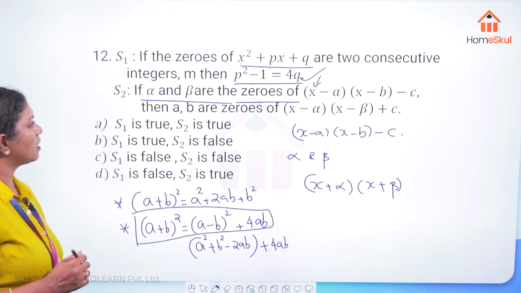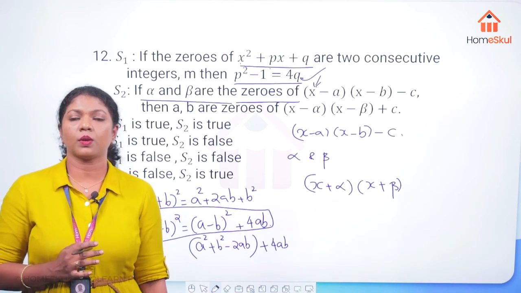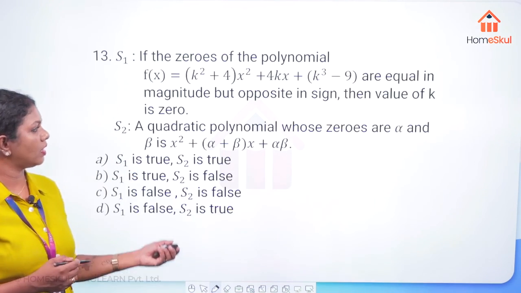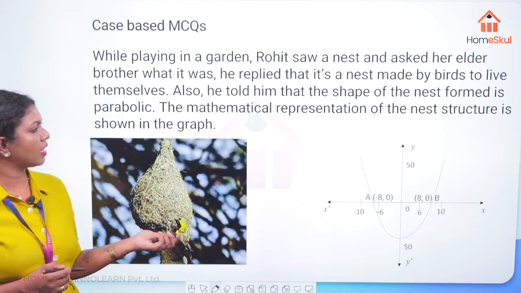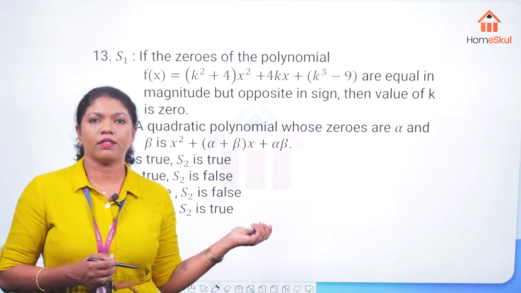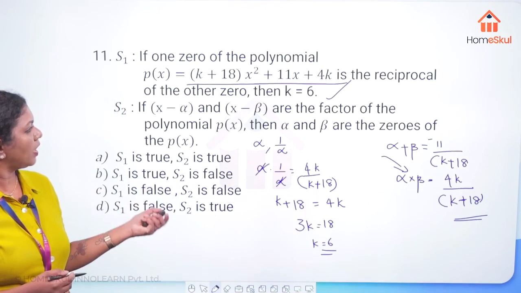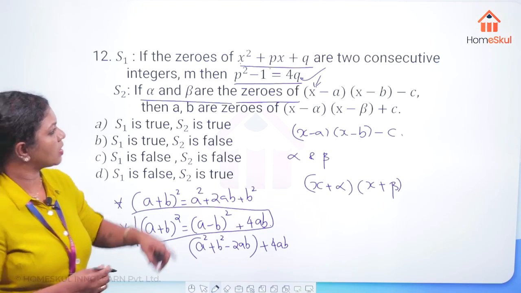If alpha and beta are the zeros, maybe I will continue the question in the next class. Is that okay? We actually had one case study also to discuss, but I think we will quickly revise this and go to the next chapter. I need to check this one also. There was a little bit tricky concept to complete this one.